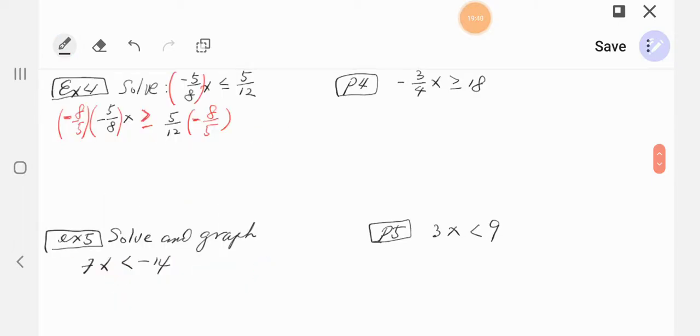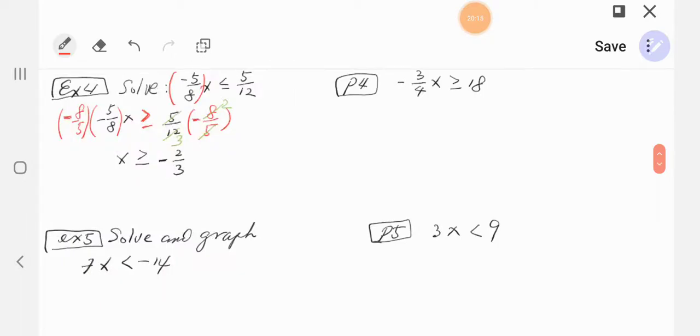All right, then on the left hand side, they all cancel out. So x is greater than or equal to, reduce, negative 2 over 3. The 5 cancels out, and divide 8 and 12 by 4, then this will be 2, this is 3. So negative 2 over 3. This is the solution.